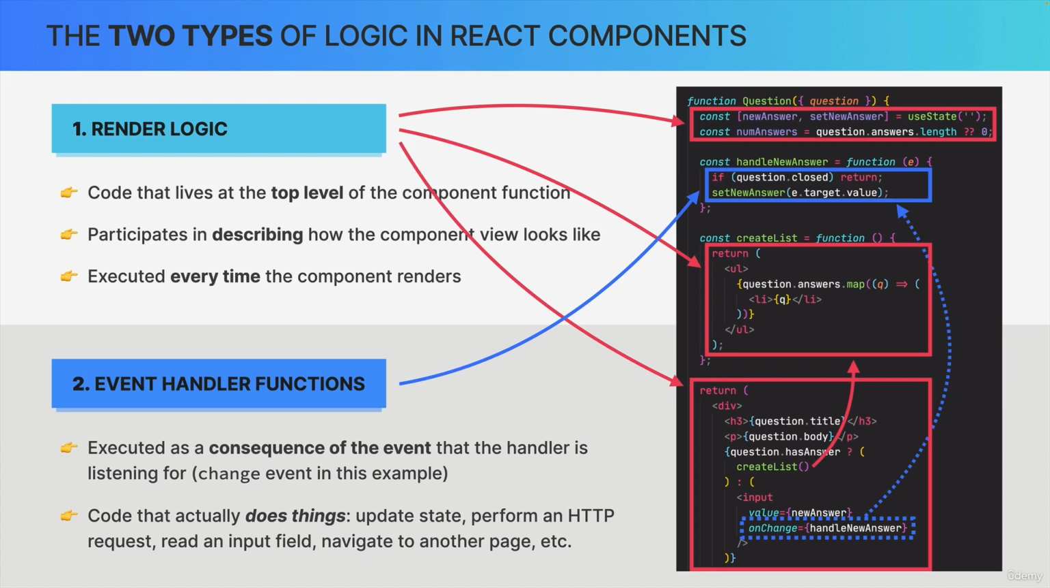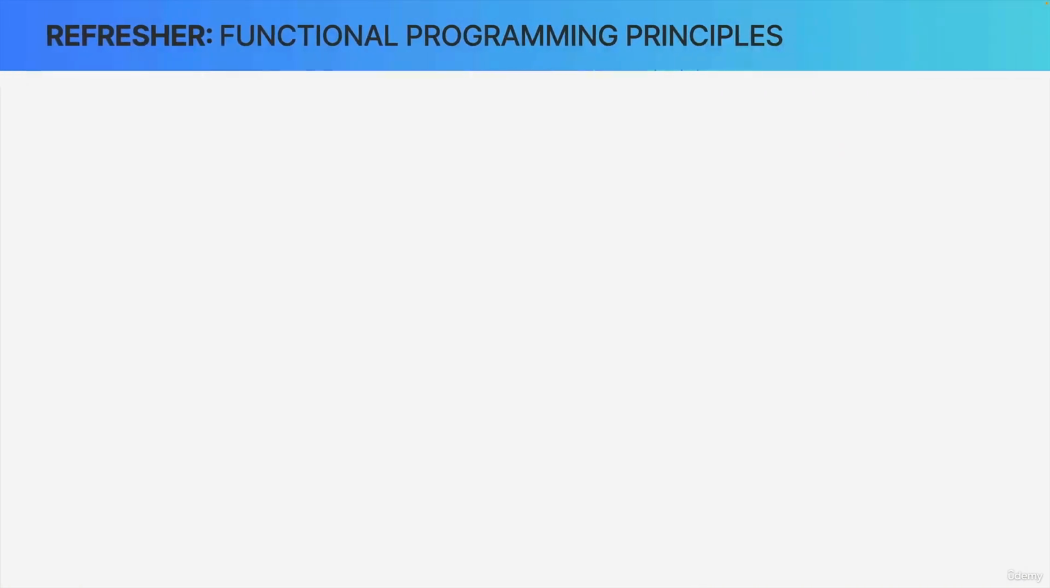Well, it's important because React requires that components are pure when it comes to render logic in order for everything to work as expected. But what does pure actually mean? To answer that, let's have a quick refresher on functional programming principles, which are quite important in React in general. And let's start with side effects.